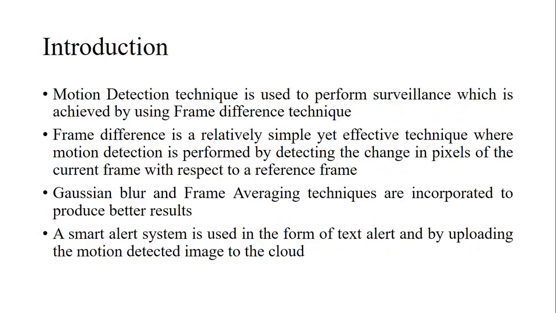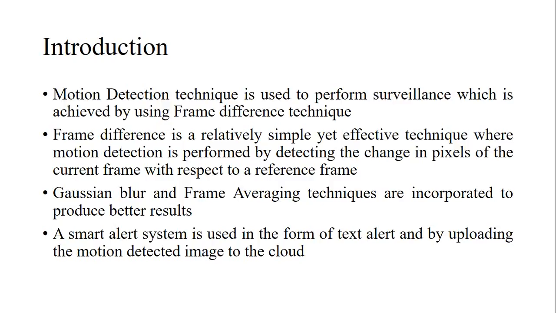Let's move on to the introduction. Surveillance can be performed by detecting motion in images. This can be done by a relatively simple algorithm called the frame difference technique. It is essentially calculating a matrix which contains the absolute difference between the frame with foreground or motion and the background image. This gives higher intensity pixels at the areas which differ from the background.